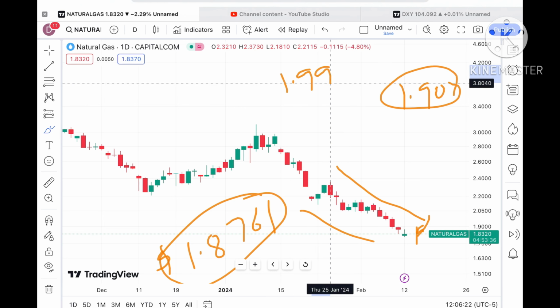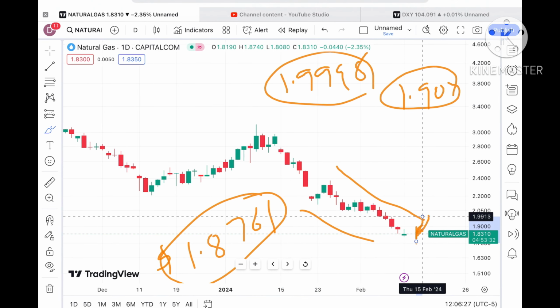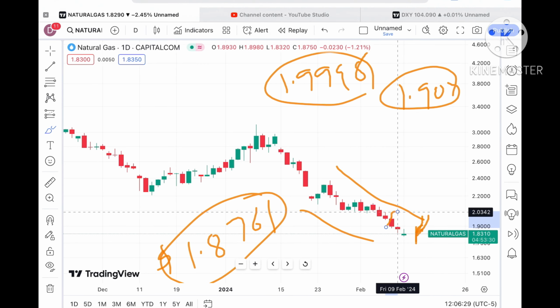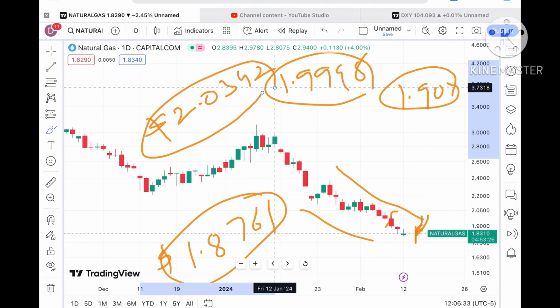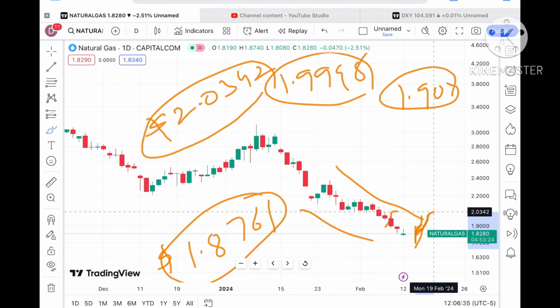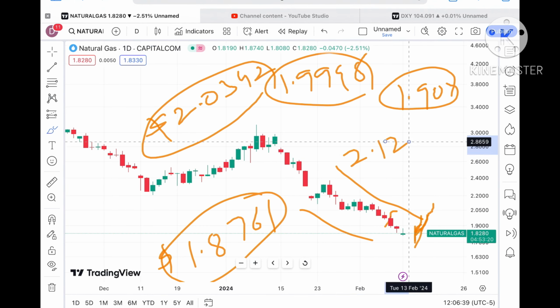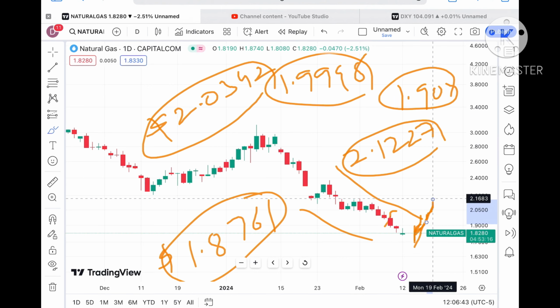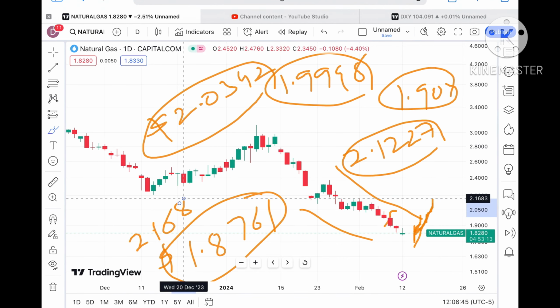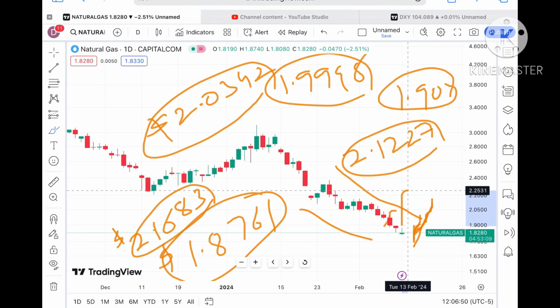Okay, once the price started going above that level, a further upside we can see towards a level of $1.998, and this level is already being tested, so chances are high it will cross that level, and it can cross a level of around $2.0342. Okay, this is the level, and once it starts going above that particular zone, a further upside we can see, and from there a probability of touching $2.1227 we can see, and if that level goes further upside, we will see it will go towards a level of $2.1683.